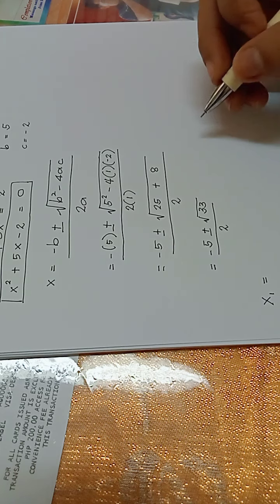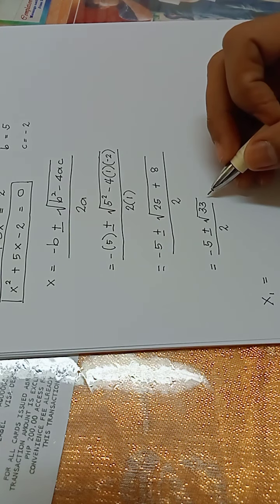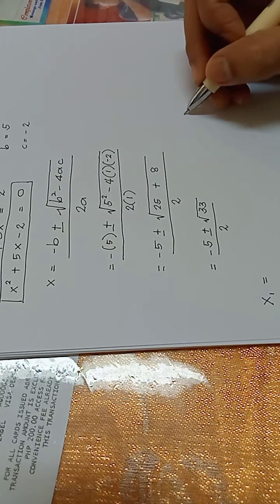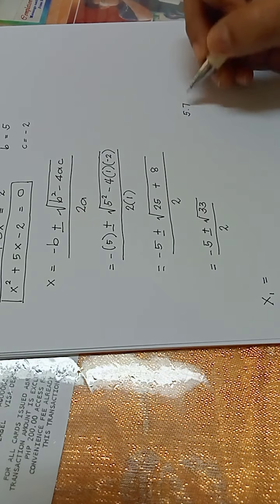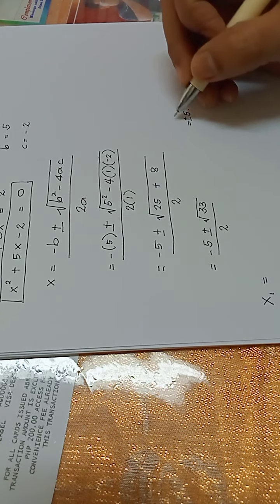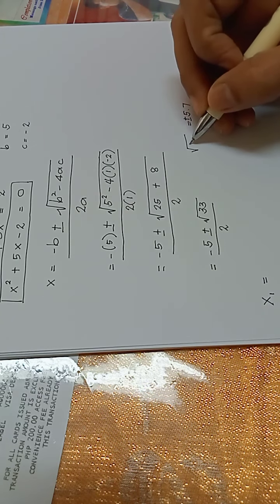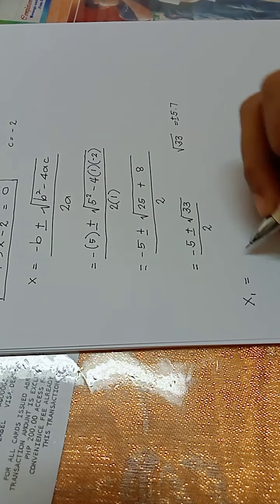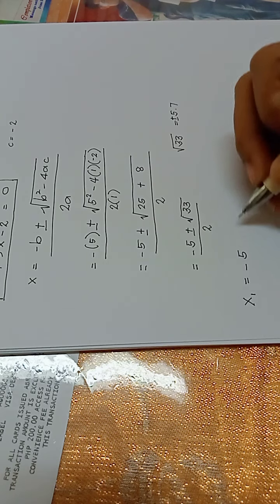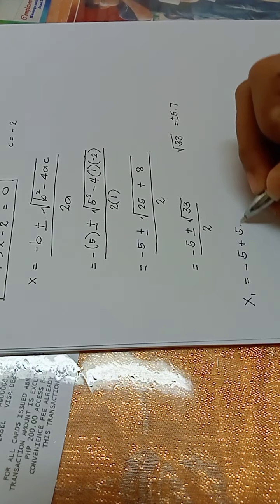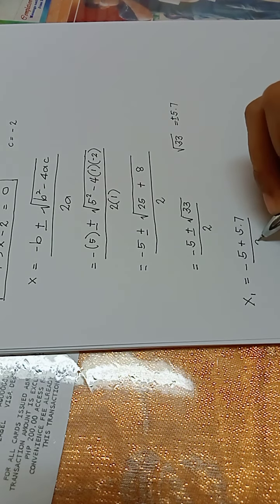Now, para makuha natin kung ano nga ba yung dalawang solution ng ating quadratic equation, kuhain natin yung square root of 33. Dahil hindi siya perfect square number, kaya ang kanyang roots ay decimal. So, ang root niya ay 5.7. Ito ang roots ng positive and negative 5.7 ng square root of 33. To determine the solution number 1, gagamitin muna natin ay yung positive 5.7 ng square root of 33.